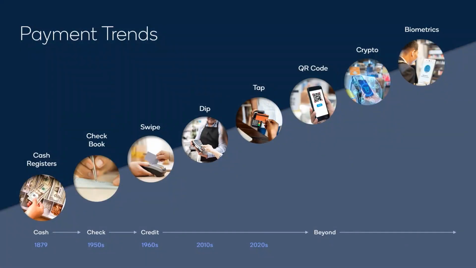Here is a timeline of how technology across payments has permeated through the decades. We started with cash transactions, and that's still being used. Then there were checks, but now the predominant method is credit and debit cards, which we call the digital payments.